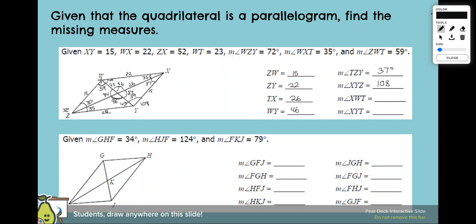XWT would be 49 degrees, and XYT would be 59 degrees.